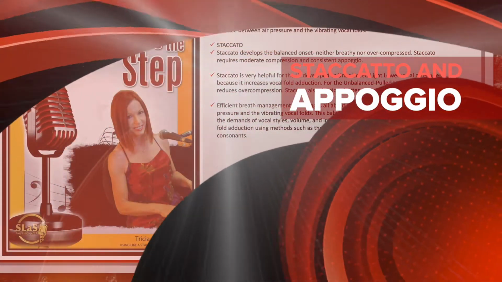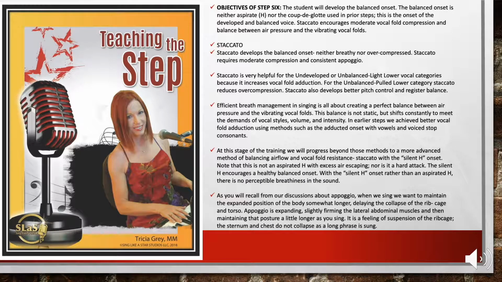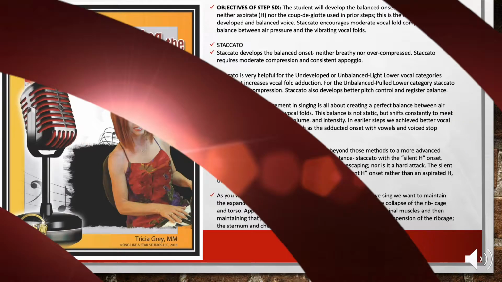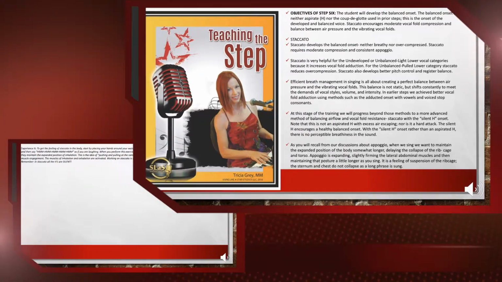Efficient breath management in singing is all about creating a perfect balance between air pressure and the vibrating vocal folds. This balance is not static, but shifts constantly to meet the demands of vocal styles, volume, and intensity. As you will recall from our discussions about appoggio, when we sing, we want to maintain the expanded position of the body somewhat longer, delaying the collapse of the ribcage and torso. Appoggio is expanding and slightly firming the lateral abdominal muscles and then maintaining that posture a little longer as you sing. It is a feeling of suspension of the ribcage. The sternum and chest do not collapse as a long phrase is sung.